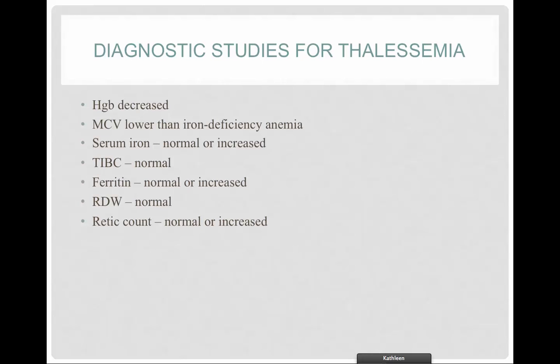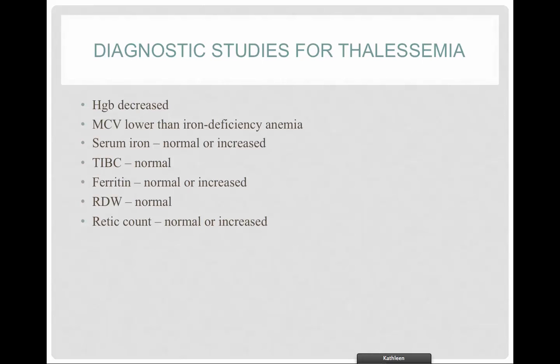Diagnostic studies for thalassemia. Hemoglobin is usually low. Serum iron is low. Now, this is with iron deficiency anemia. So if you look at thalassemia, I'm going to compare the two. In thalassemia, the hemoglobin is low, same with iron deficiency anemia. Serum iron for thalassemia is normal or increased, can be. In iron deficiency anemia, serum iron is just low.